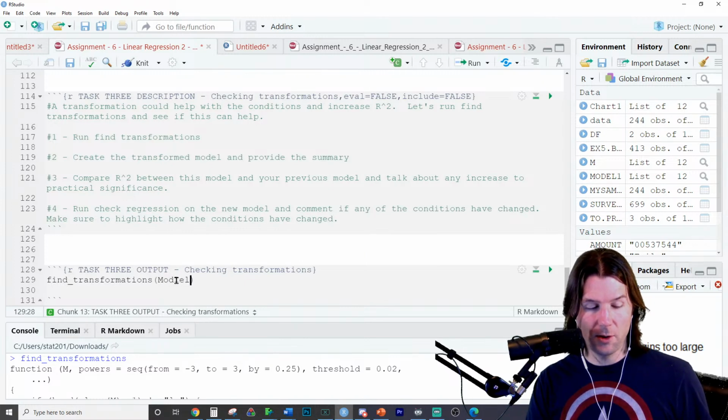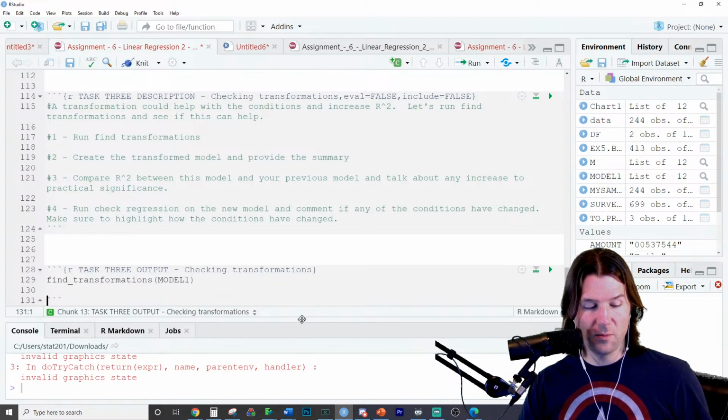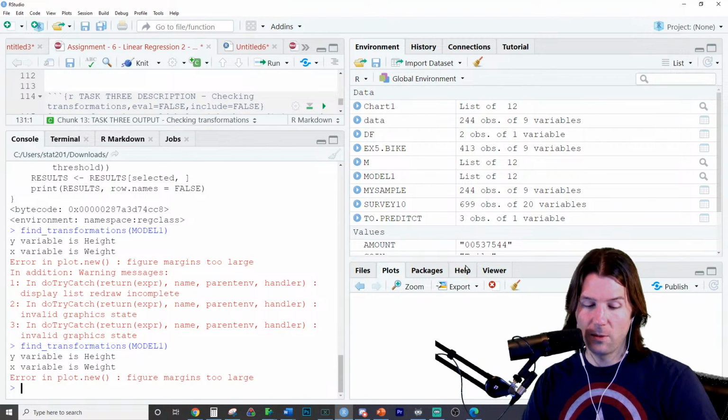So remember, this is an iterative process. This is an iterative process right here. It's mad about the graphics.